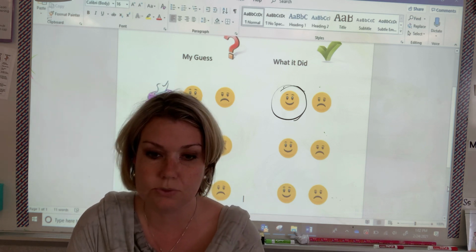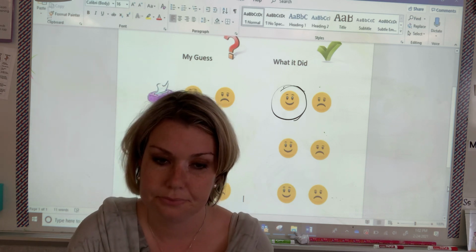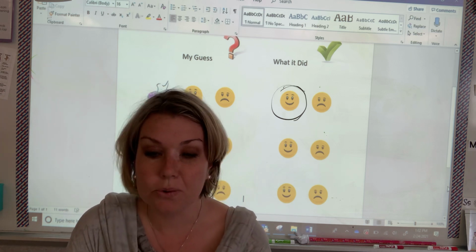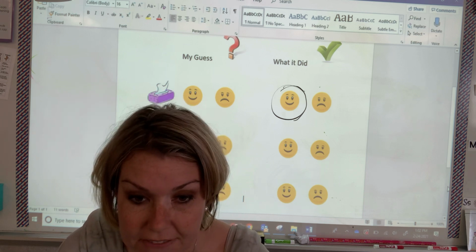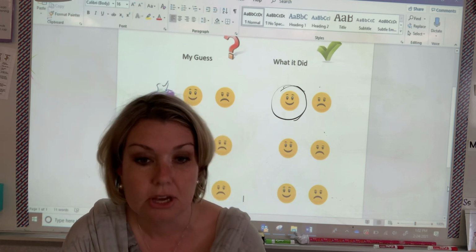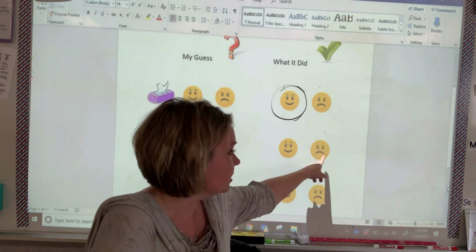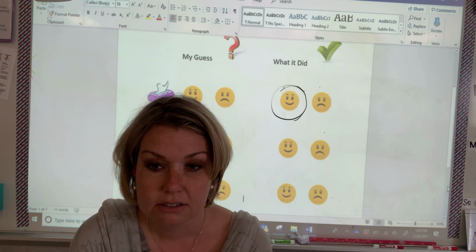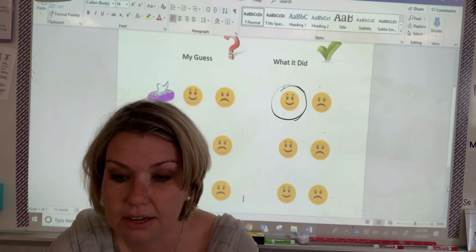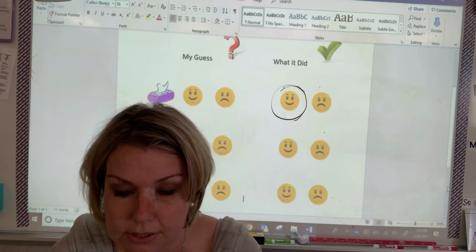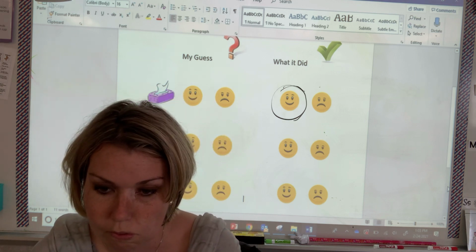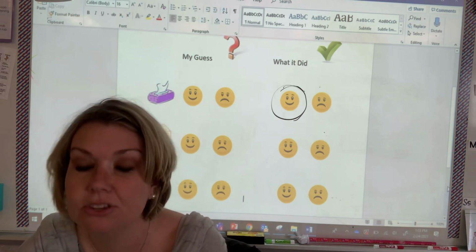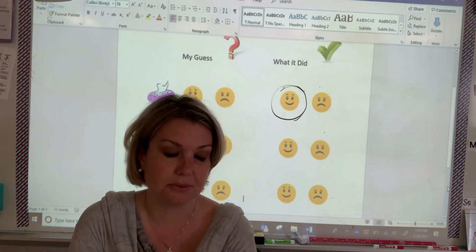Carolyn, what object did you use? Wood block. Did it move? No. A wooden block is much heavier than a hollow Unifix cube. So for Carolyn, her answer is going to be the frowny face. Anya, what object did you use? I did a big dice. Did it move? No. So yours will be frowny also.